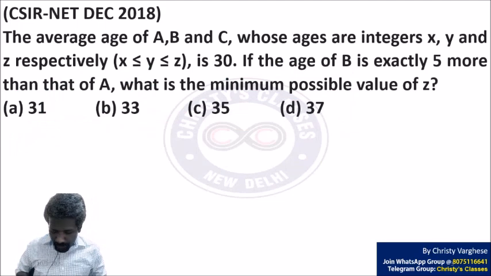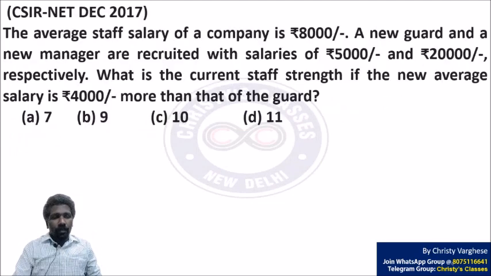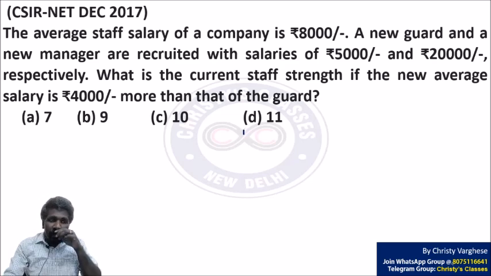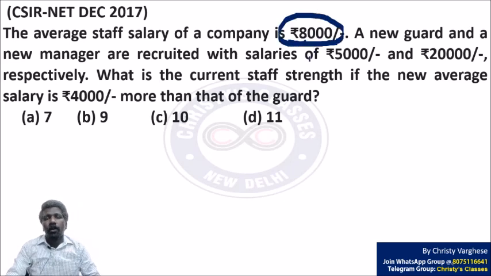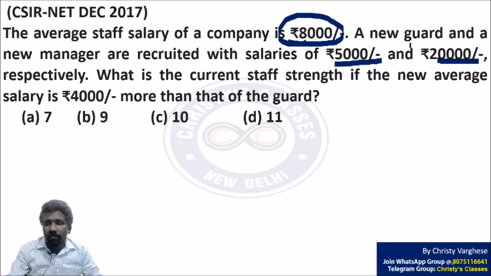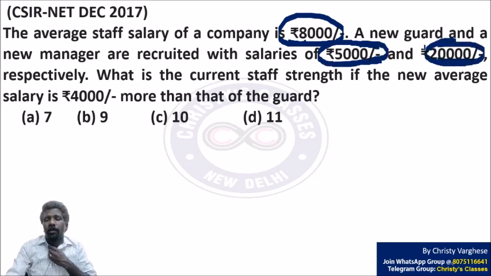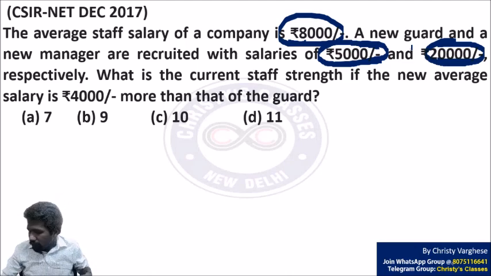So let's go to the next question. December 2017 problem. All of you try this. So the meaning of the question is, the average staff salary of a company is 8,000. That means on an average the company spends 8,000 rupees on an employee. A new guard and a manager is recruited with salaries 5,000 and 20,000. That means due to the manager and guard being recruited, the company has to spend 5,000 plus 20,000, 25,000 rupees in total on those two new employees.